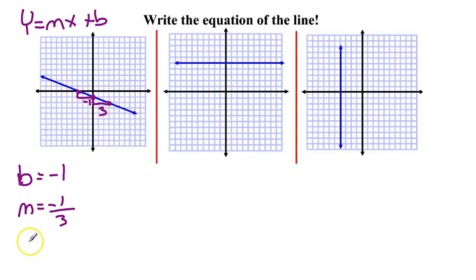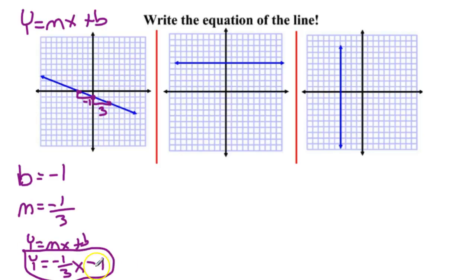So b equals negative 1, the slope equals negative 1 over 3. So if I write the equation, we have y equals mx plus b. I keep the y. My slope is negative 1 over 3. I put the x. And my b is negative 1. So instead of plus b, I write minus 1. So there's my equation right there.